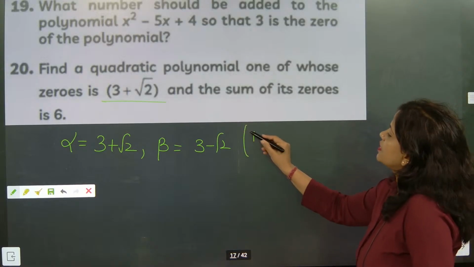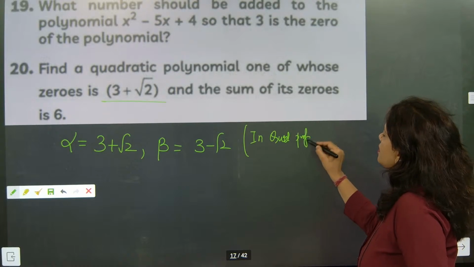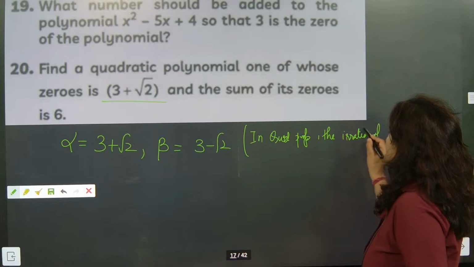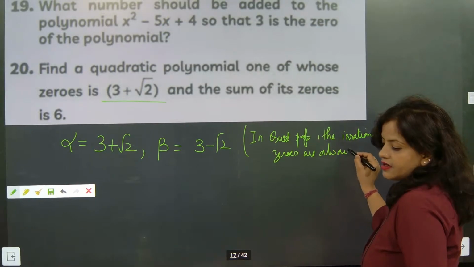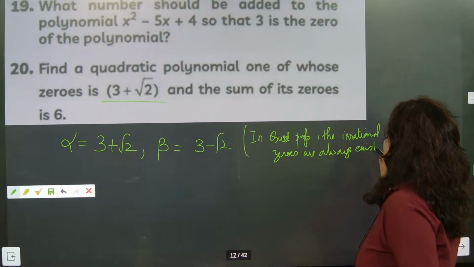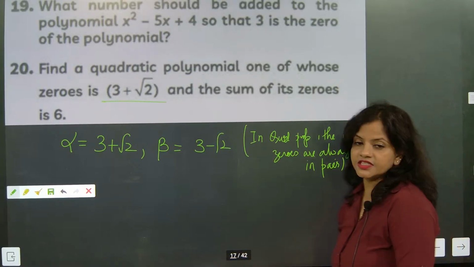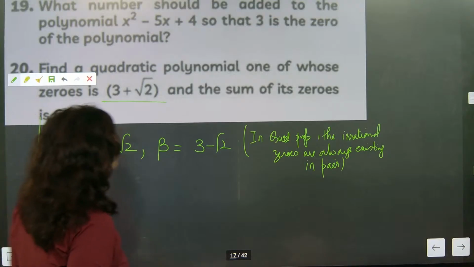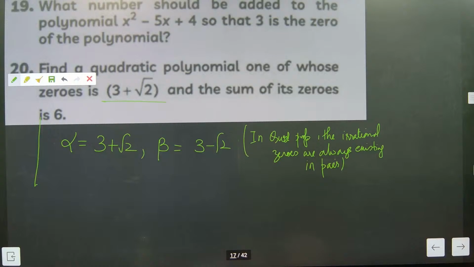So write down this one. In a quadratic polynomial, the irrational zeros always exist in pairs. Understood? So if alpha is equal to 3 plus root 2, then beta is coming as 3 minus root 2. One is 3 plus root 2, then the second one is 3 minus root 2.